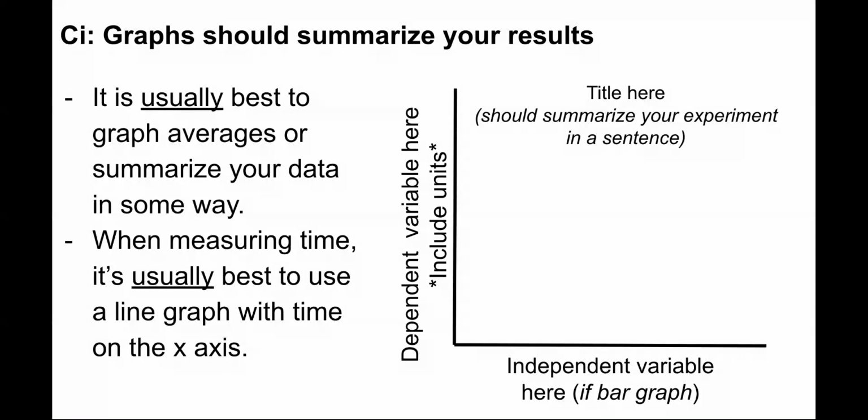A graph should always include three things: a title, again, similar to probably your title of your data table. The independent variables, if you're doing a bar graph, for example, will go along the bottom, the x-axis, and the dependent variables, including units, right, so that people understand how it was measured. Dependent variables should go along the y-axis.